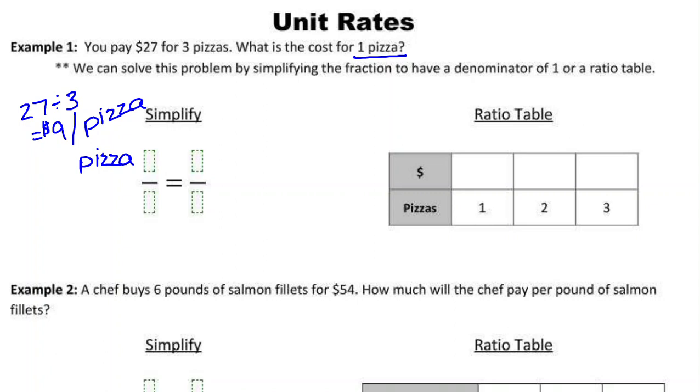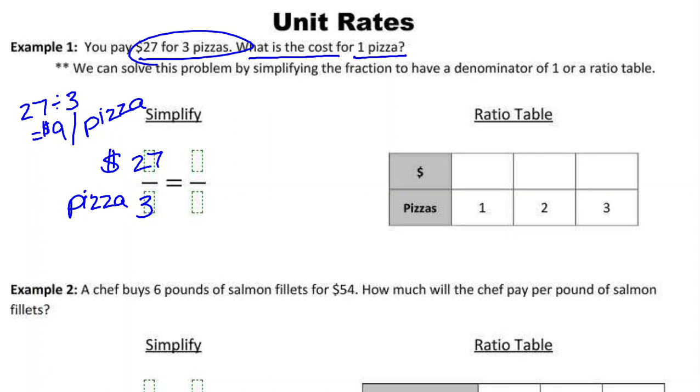I'm sorry, I flip-flopped. Money first, because money is first in the problem. So money over pizza. If I read, there's $27 for 3 pizzas, so 27 for 3 pizzas, and it wants to know what is the cost. Well, I don't know the money, so that's going to be my variable for 1 pizza.